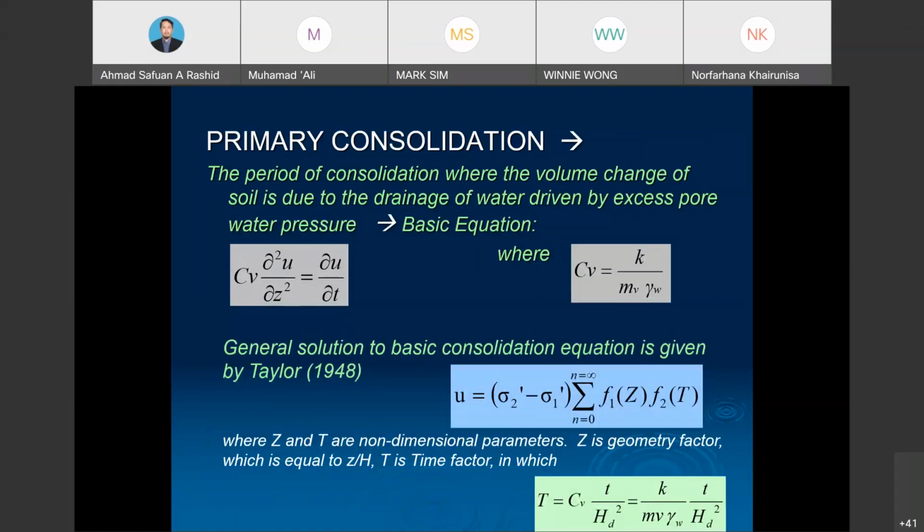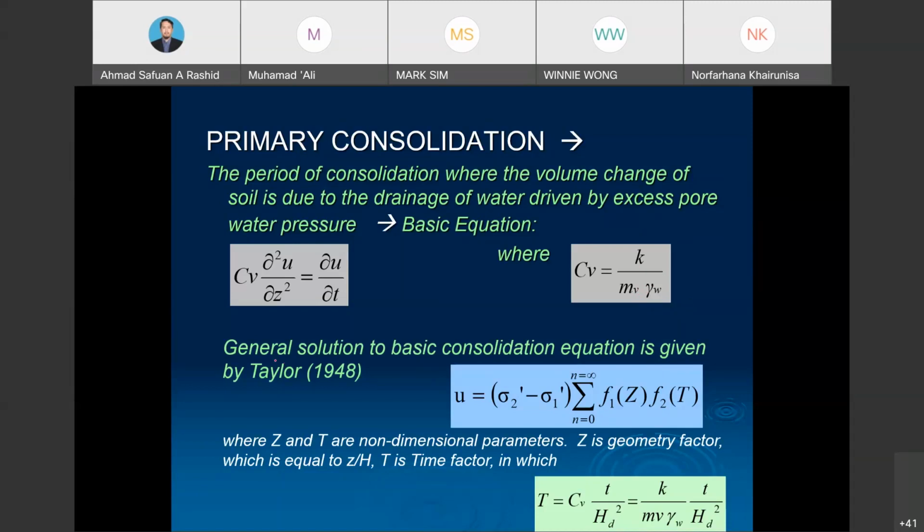Where the basic equation is equal to Cv, where Cv is equal to k over mv gamma water. So we can get the k value, the permeability, once we know the mv value, and gamma water is the unit weight of water, 10 kilonewton per meter cubed.